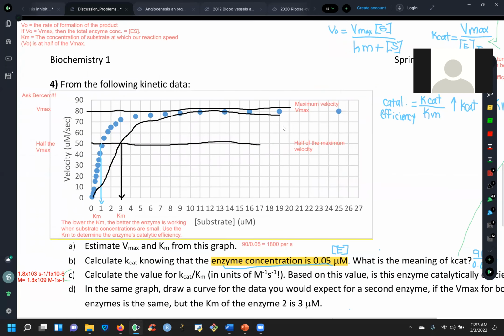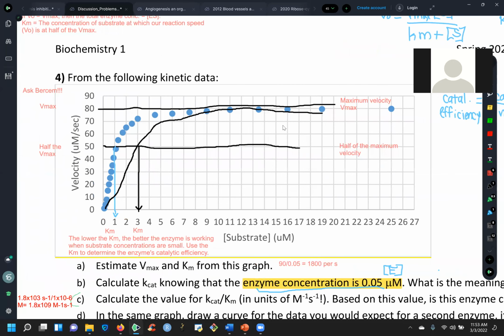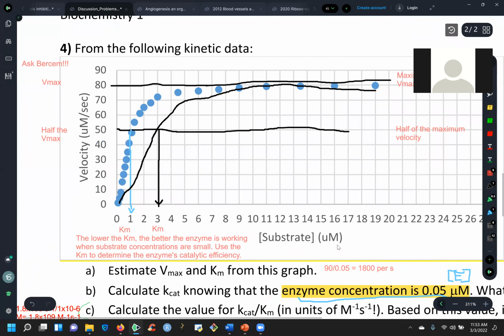Okay, so now we are talking about this graph, and this is really similar to the graphs that we talked about last week. So that's really cool. But last week, the ligand was the star of the show. This time it's the substrate concentration. So remember on the x-axis, we used to have the ligand concentration in micromolars. Now we have substrate concentration in micromolars. And then on the y-axis, we used to have y, which was the percent of binding sites occupied. So this time we just have velocity. So it's micromolar per second.